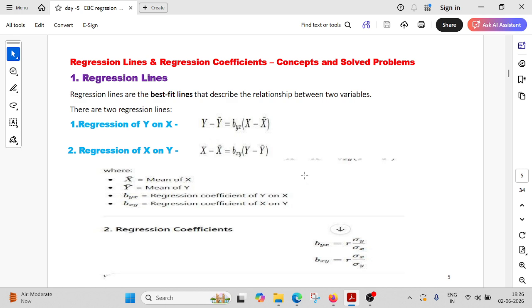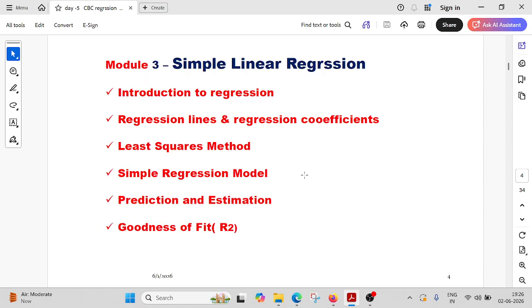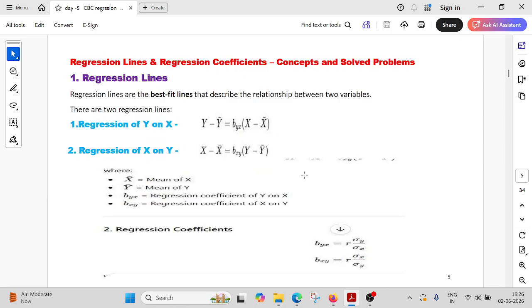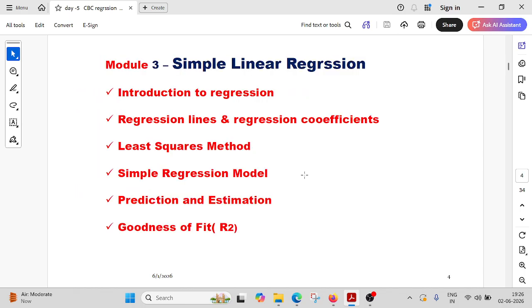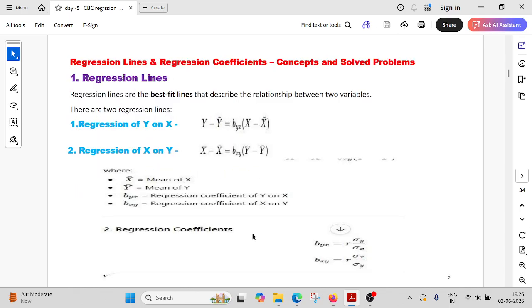Here again, I can see the regression line part, because yesterday we completed a few of the things, and the rest of the things today we are going to learn about, all the remaining in this module. So here we are seeing the regression line and the regression coefficients, concepts and solved problems. Now, the regression lines are the best fit lines. That's what we discussed yesterday, right?